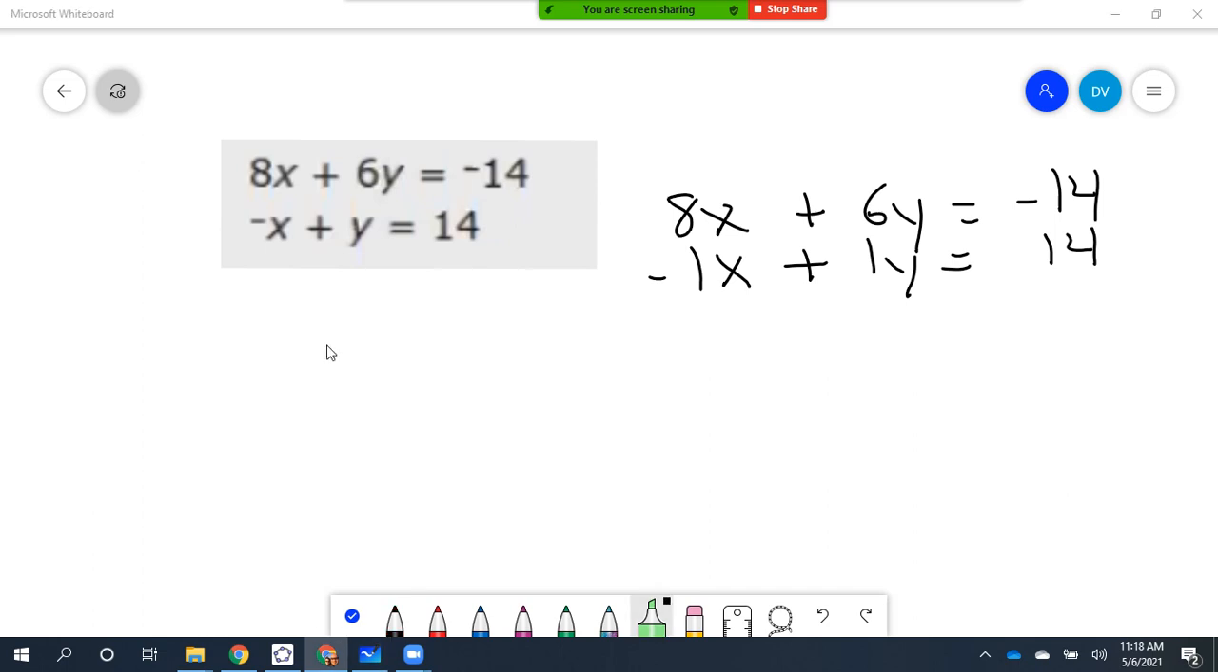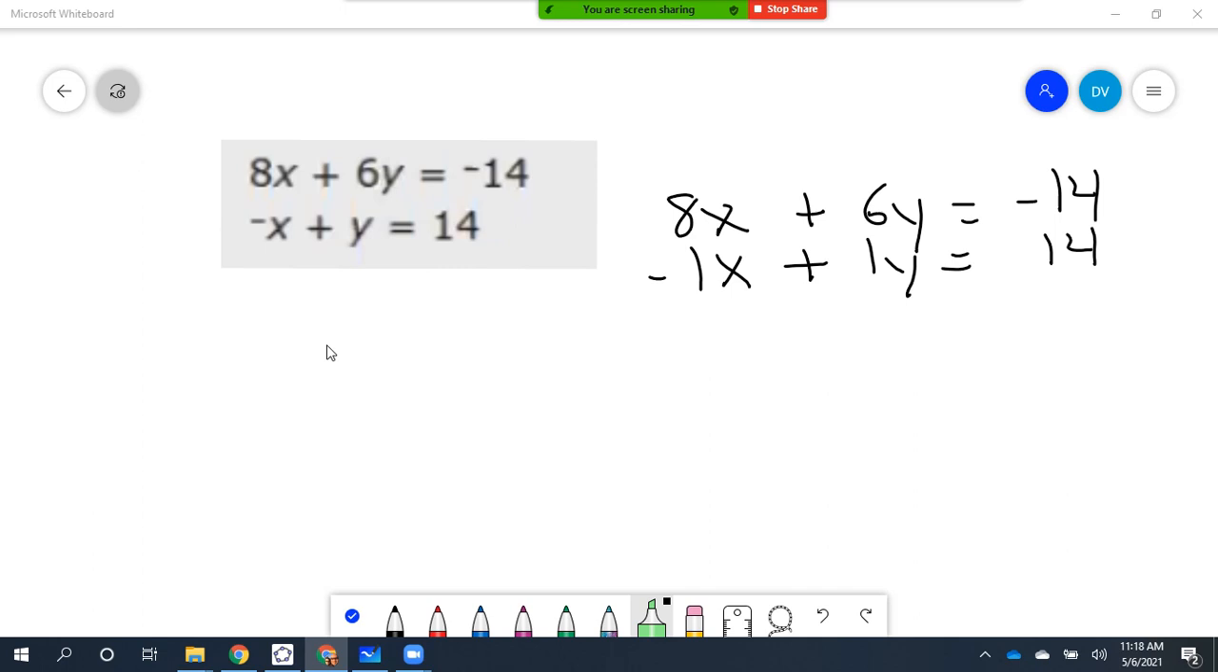We can eliminate either variable, and we can decide if you guys want to tell me which one. Anybody have a preference of x or y? It's about the same in this problem, but sometimes one is easier than the others. These two will be about the same. Anybody have a preference? Well, we can eliminate x then.